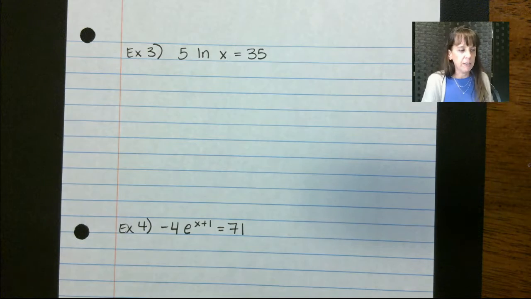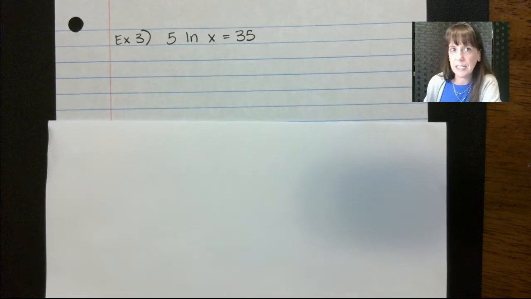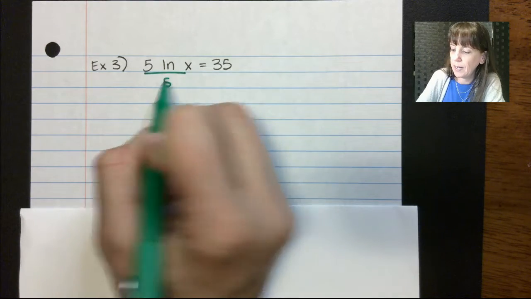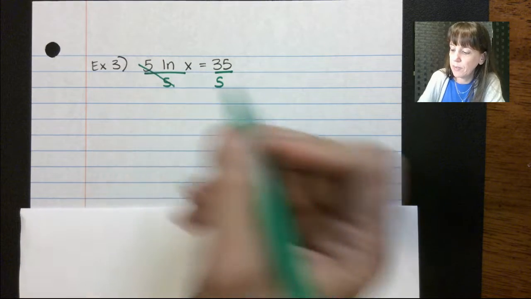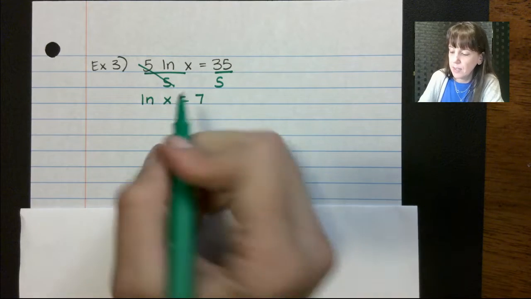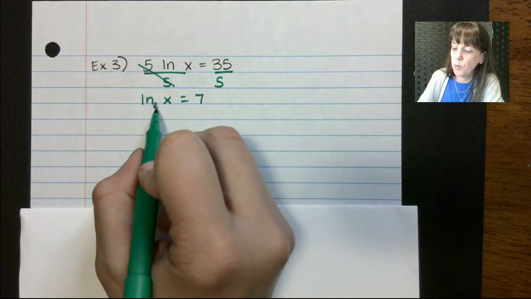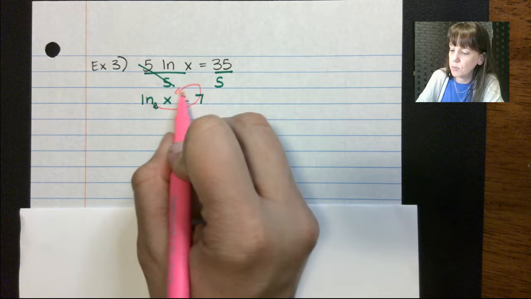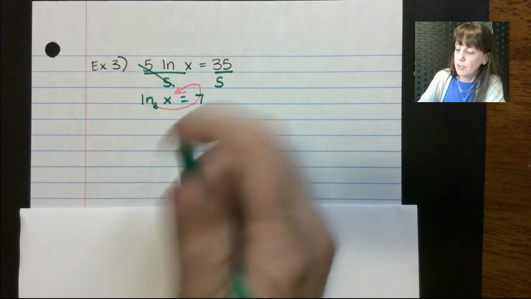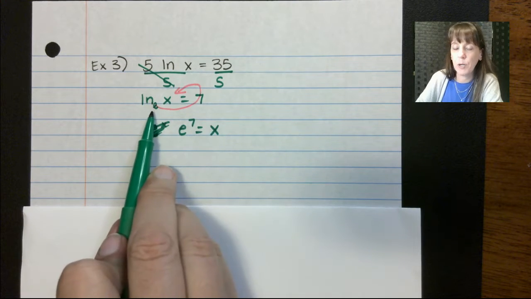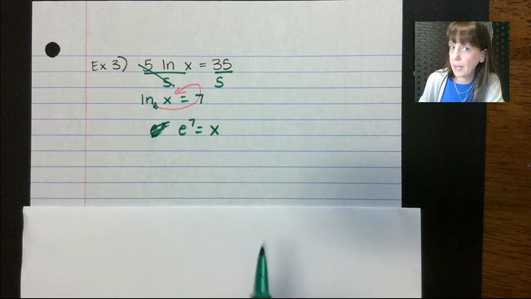Okay, so let's try this other one here. So now we have natural log. Okay, so same idea here. We're going to take our natural log and we want to get that by itself. So if we divide by 5, we end up with natural log x equals 35 divided by 5 gives us 7. This is an e here, right? So since we're trying to figure out what this base here is, we can use e to the 7th power equals x. So we went from logarithmic form to exponential form in order to figure out what that x was.